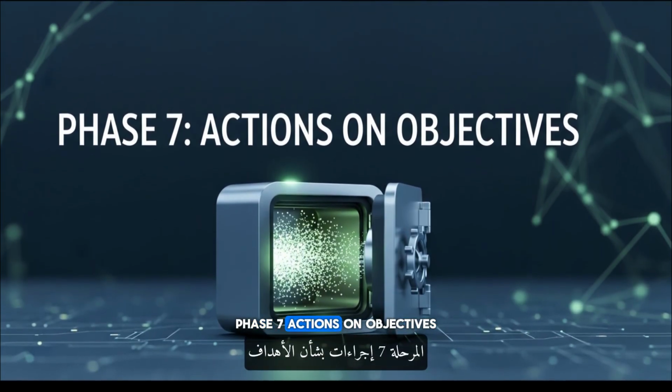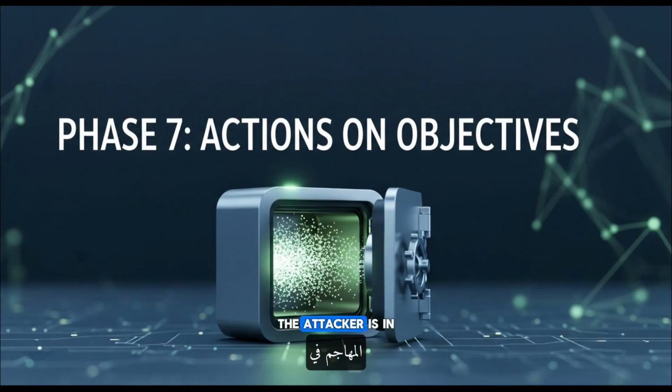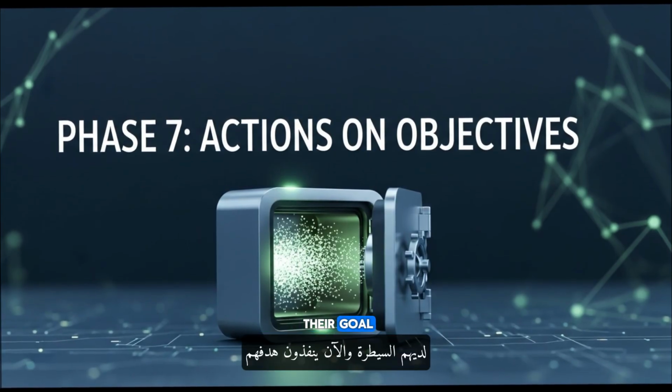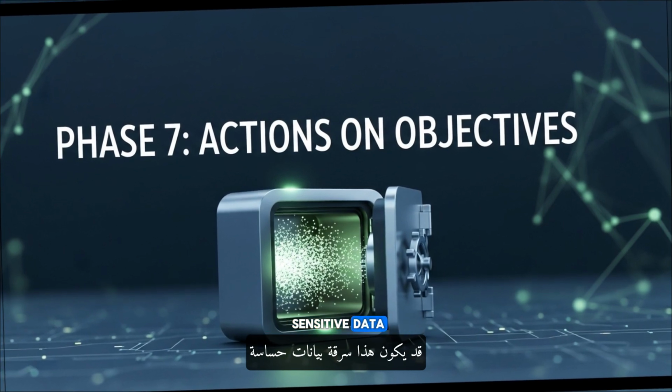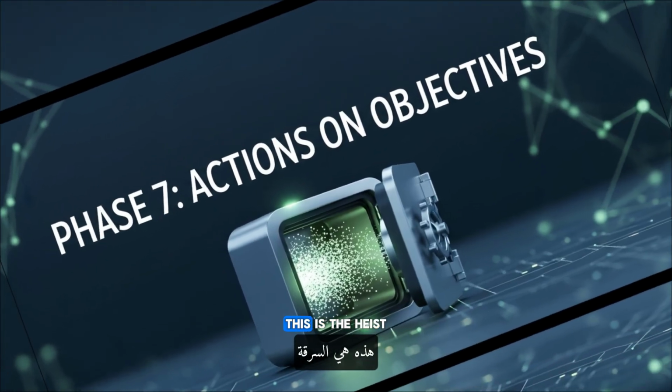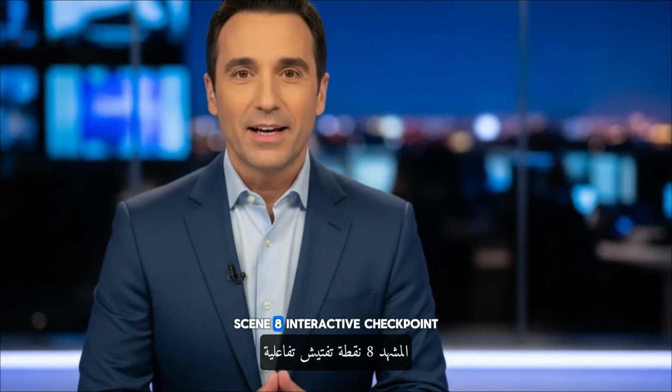Phase 7, actions on objectives. The attacker is in, they have control, and now they carry out their goal. This could be stealing sensitive data, encrypting files for a ransom, or destroying systems. This is the heist.